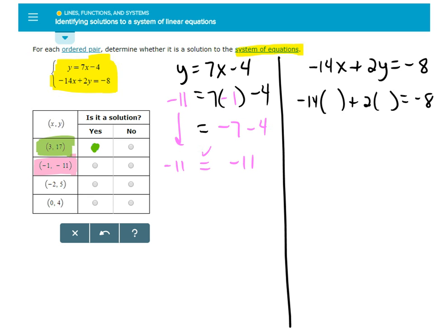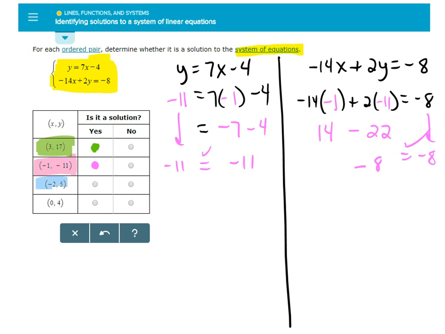You must make sure it checks in the second one also. So over here, x is negative 1, y is negative 11. Negative 14 times negative 1 is positive 14. 2 times negative 11 is negative 22. And 14 minus 22 would be negative 8, which matches the negative 8 over here. It has to check in both, so that one's a solution. Okay, this must be the same line. Yeah, both of these lines are the same, so it's a line on top of a line, but that doesn't necessarily mean that all these are going to work.